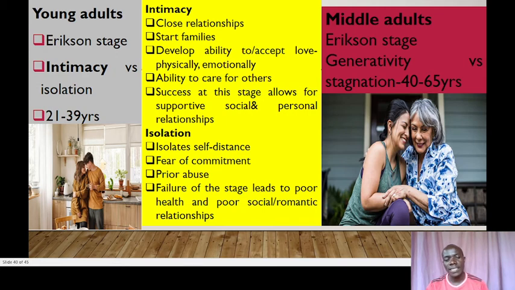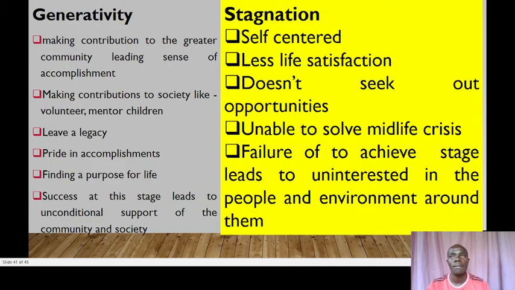The other stage, guys, is the middle adults. According to Erikson, we have generativity and stagnation, and it happens between 40 to 65 years. In this second last stage, in terms of generativity, these individuals are trying to make a contribution to the greater community, leading to a sense of accomplishment. They want to contribute to society, like volunteering and mentoring young children. They want to leave a legacy. They find pride in accomplishment, so they are trying to find a purpose in life.